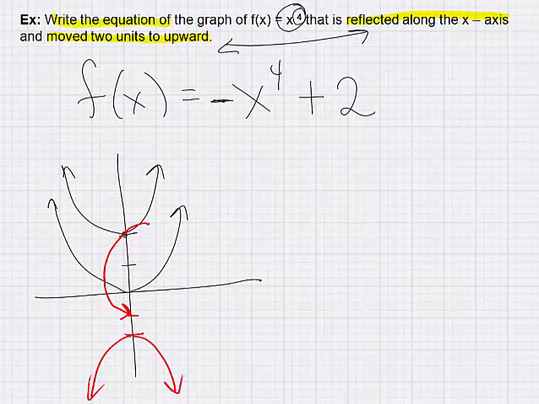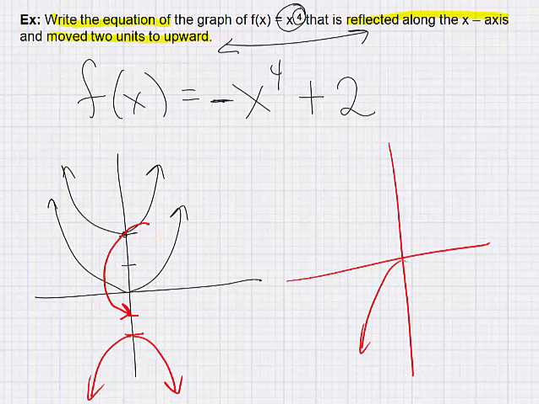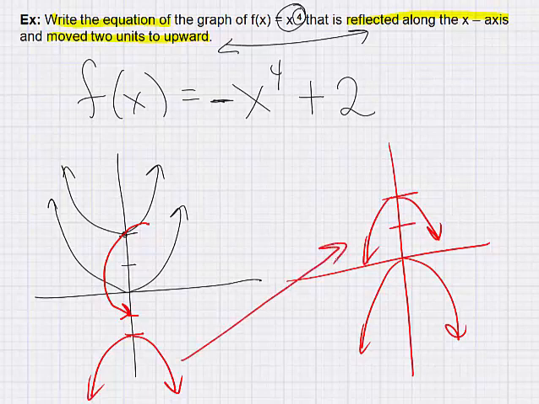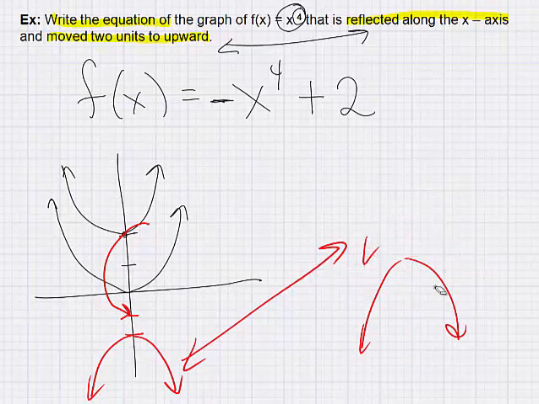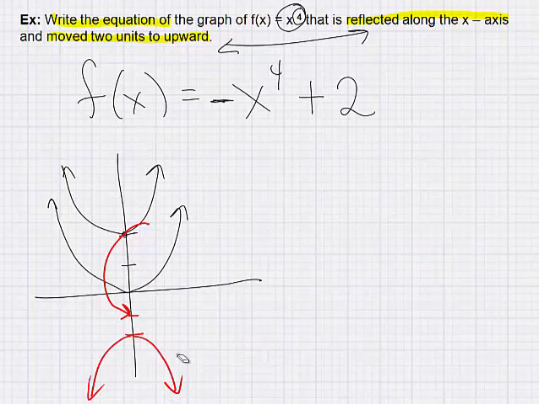Well, that's very different than if I reflected first and then moved up. Think about it. If I reflected first, I would look like that. And then if I moved up, I would look like this. That graph and this graph are very different. Totally different location. So when you change the order, it makes a huge difference.